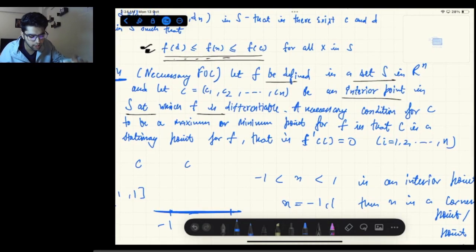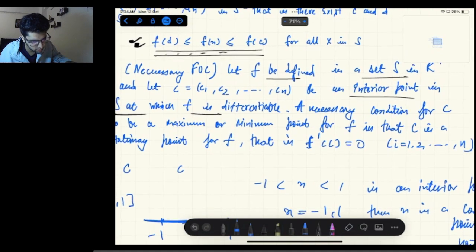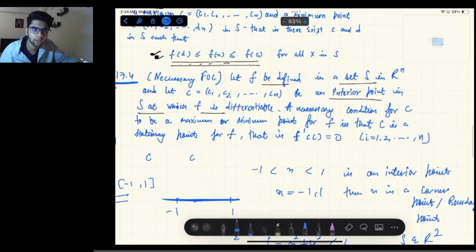So they are saying that let f be defined in a set S in Rn, and let C be an interior point in S at which f is differentiable, a necessary condition for C. Now the necessary condition comes. So first of all they are saying let f be defined in a set S in Rn, C is an interior point, I have explained what is an interior point, at which f is differentiable. If it is not differentiable, then it is not a question. Then we can't say anything because it is not differentiable at all. So when a point is not differentiable, it can be a critical point, but it cannot be a stationary point, right?